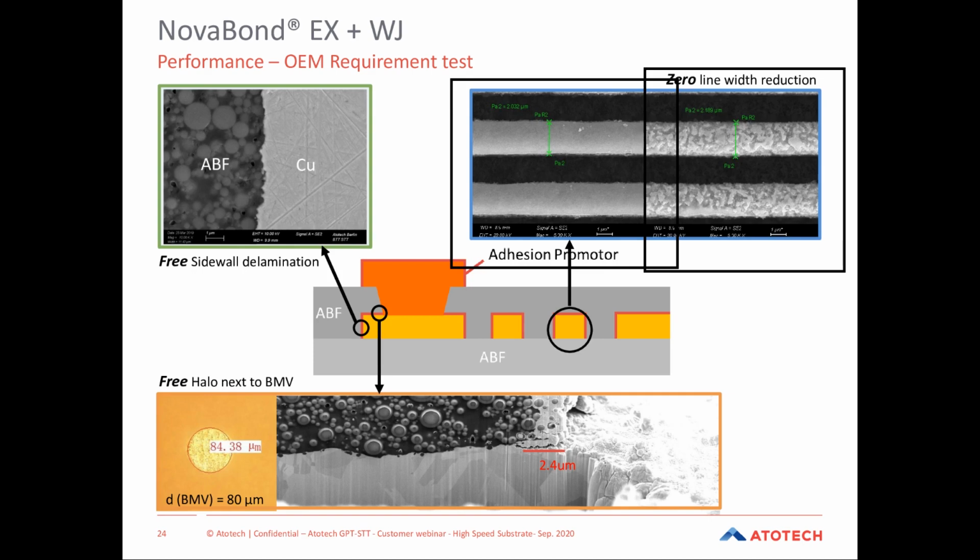next to the blind microvia. You could see that with the Nova 1EX plus WJ, there is almost no halo or wedge voids, or they are much reduced. So Nova 1EX plus WJ can significantly improve the performance on the wedge voids, which means it significantly reduces the length of the wedge void.